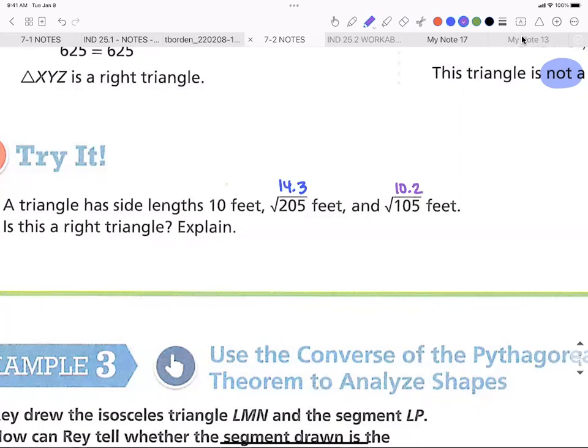So we've got a 10 foot, an almost about 14.3, and an about 10.2. Now can we definitively say which one is our hypotenuse? Which one? This one right here, the square root of 205, right?